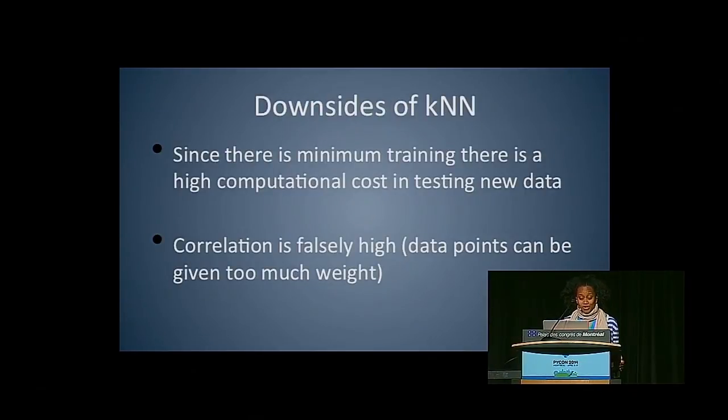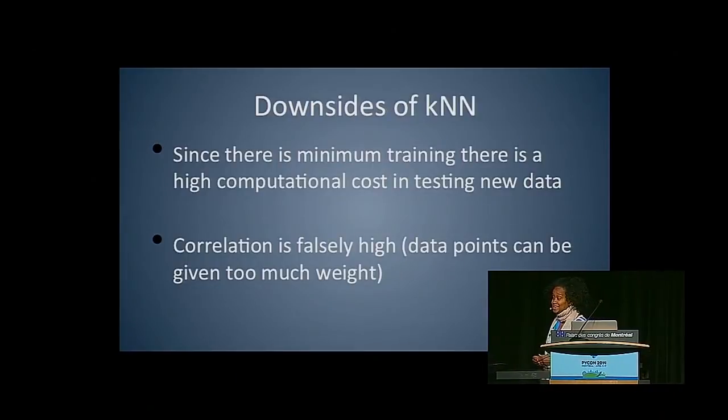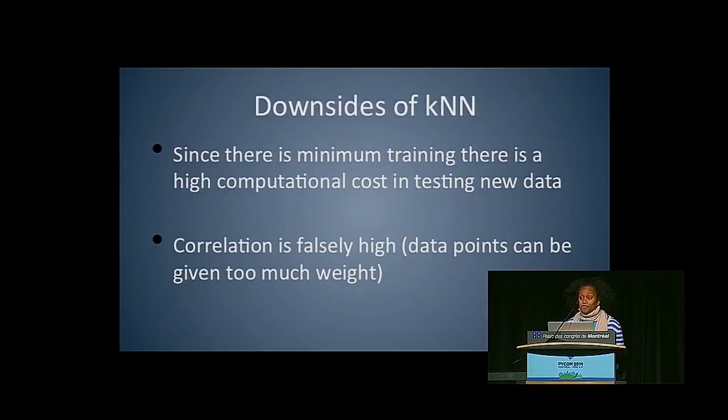Let's see. Downsides of KNN. Since there's minimum training, there's a high computational cost in testing new data. Another problem that you might encounter with KNN is that sometimes the correlation is falsely high, which means the data points can be given too much weight.